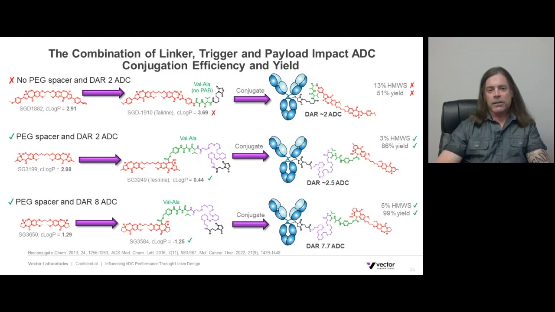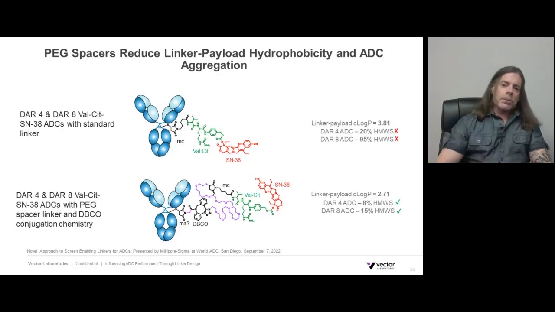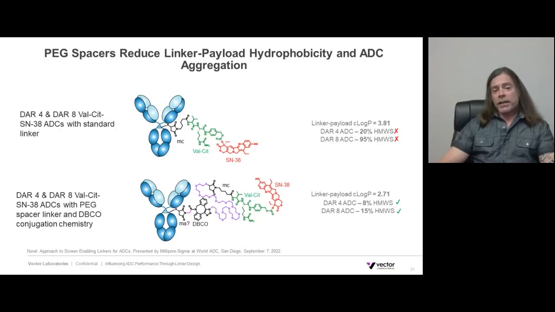and 99% yield. So these examples show that the combination of that PEG spacer, the cleavable trigger, and the payload can impact ADC conjugation efficiency and yield. These examples here show that you can also apply this strategy to other payloads. This was some work done by Millipore Sigma, and they're using the topo-1 inhibitor, SN38. Topo-1 inhibitors are all the rage right now, and there's several examples of DAR8 ADCs with topo-1 inhibitors that don't need a PEG to improve their properties. Enhertu is the best known example.